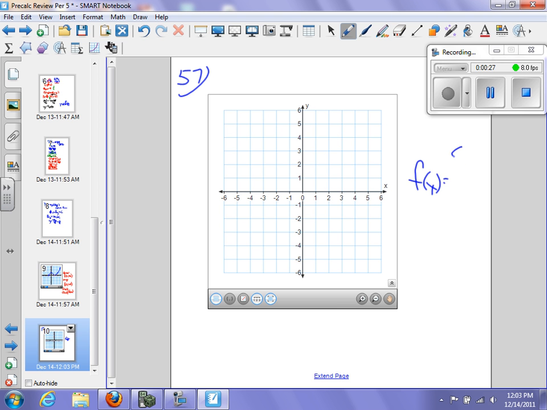Equal to, is this not going to let me write over here? I wonder if it's on negative x. They stole my screen space.